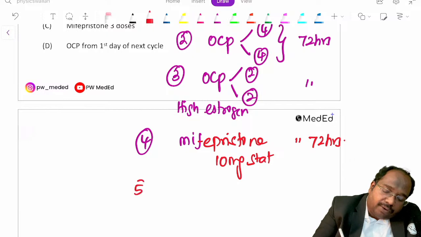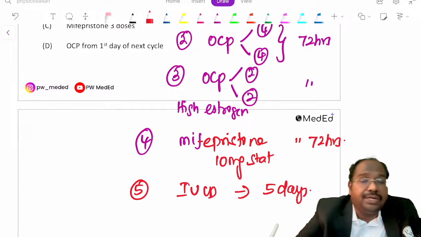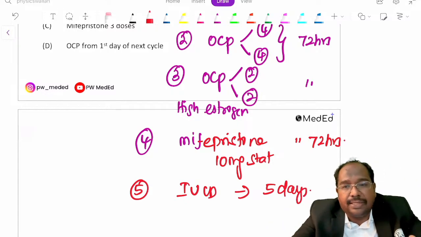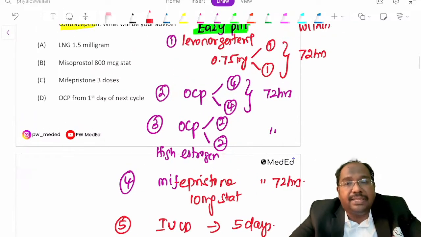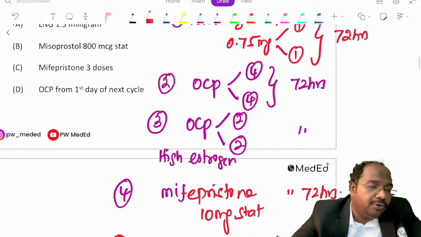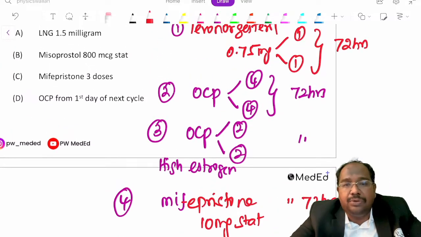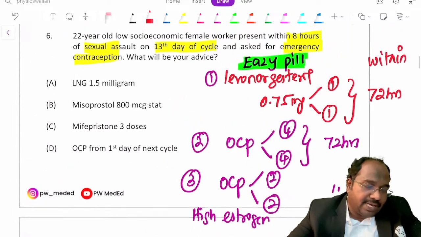And the fifth one is IUCD, you can insert it for up to 5 days. So am I clear? These are the various methods you can use. All the methods have to be used within 72 hours. Only IUCD you can use for 5 days.